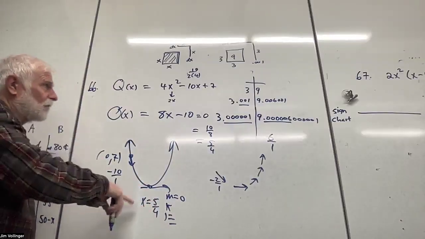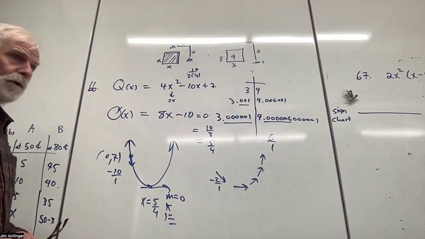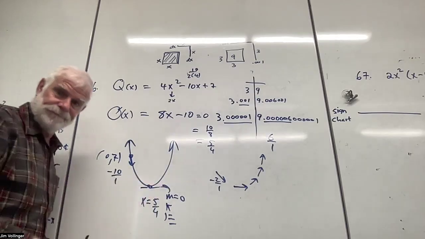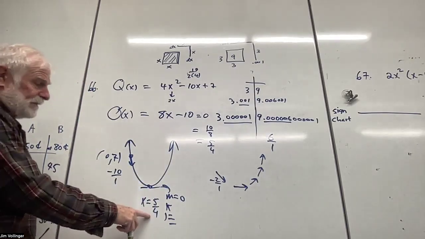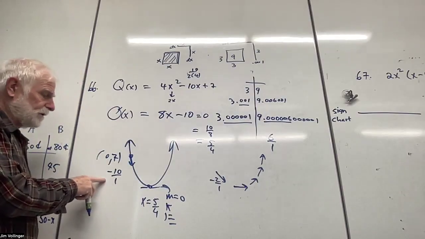And how do I find that? Well, of course, I plug 5/4 in to find it, but I didn't ask that. I just asked for what's the rate of change at the vertex? 0. And that's the x value at the vertex. I'm not even sure I asked that. What's the rate of change at the y-intercept?